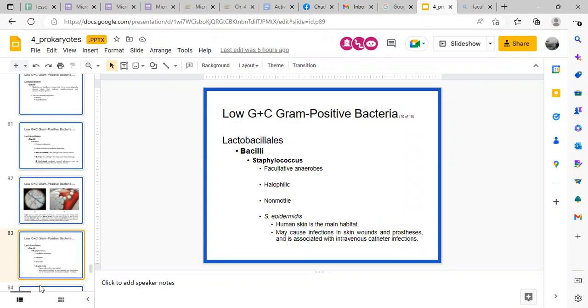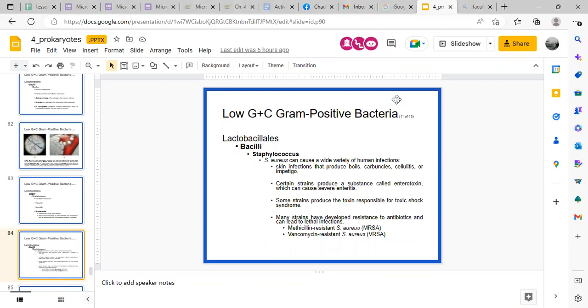Under Staphylococcus, these are facultative anaerobes. They're halophilic. They're non-motile, meaning they're not able to move. Human skin is the main habitat. It may cause infection in skin wounds and prostheses and is associated with intravenous catheter infections.